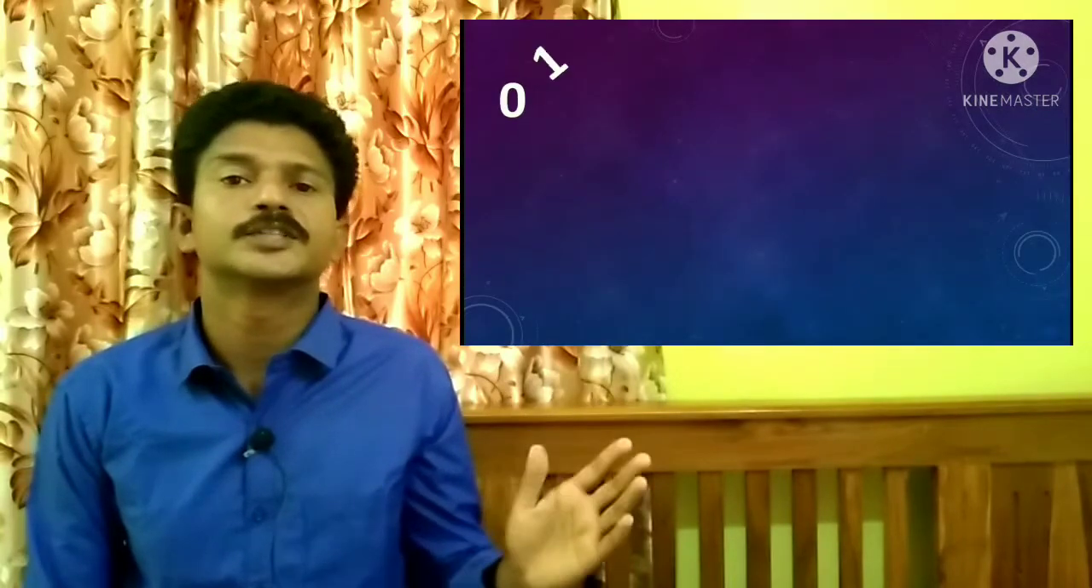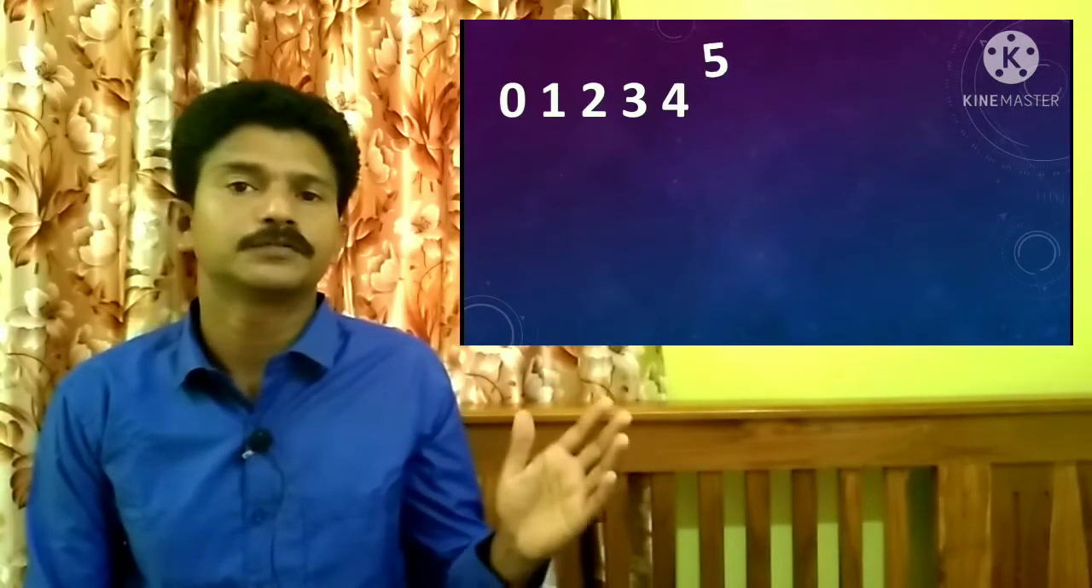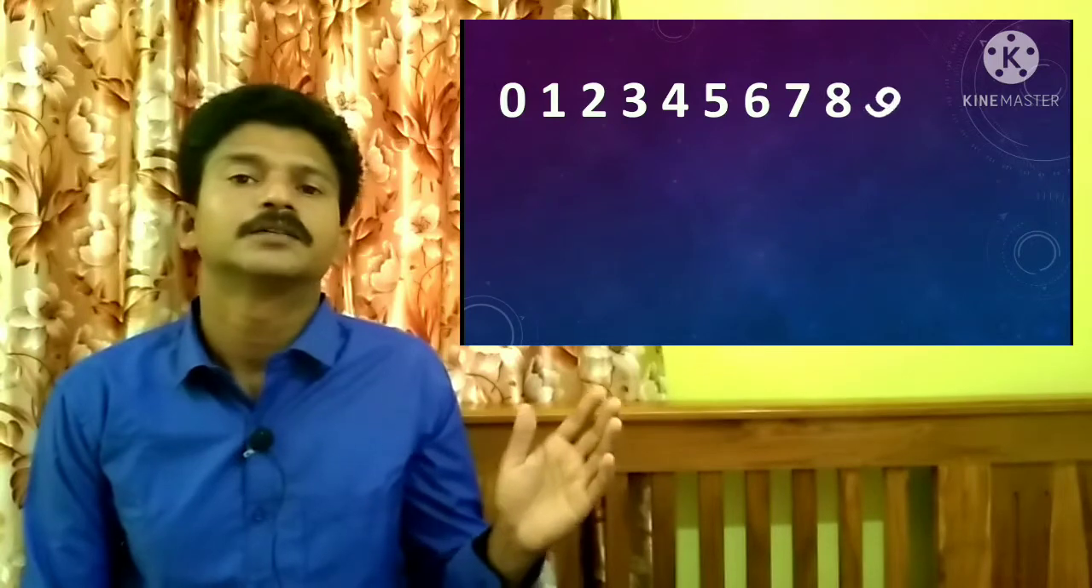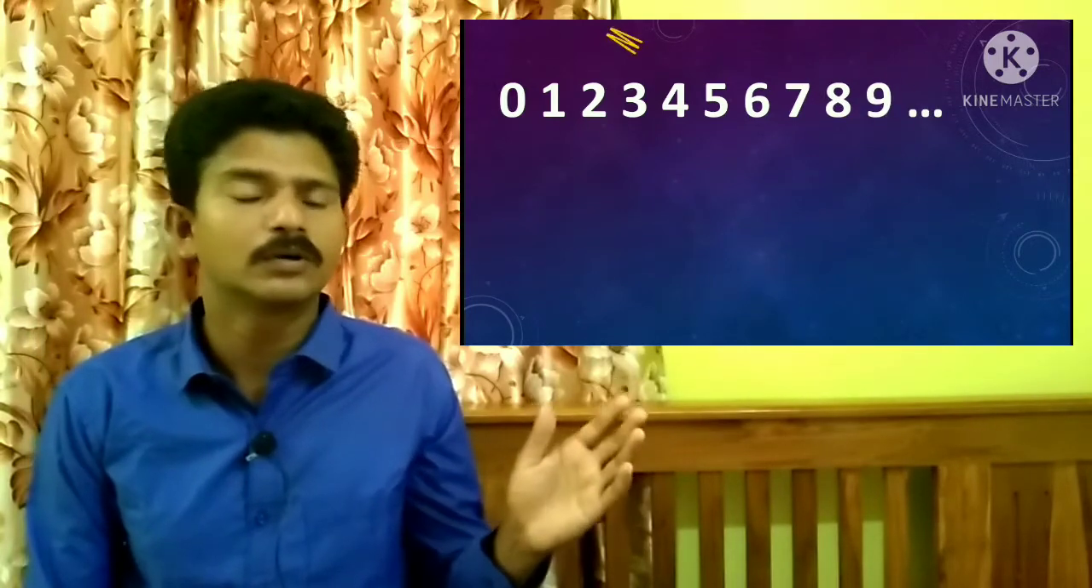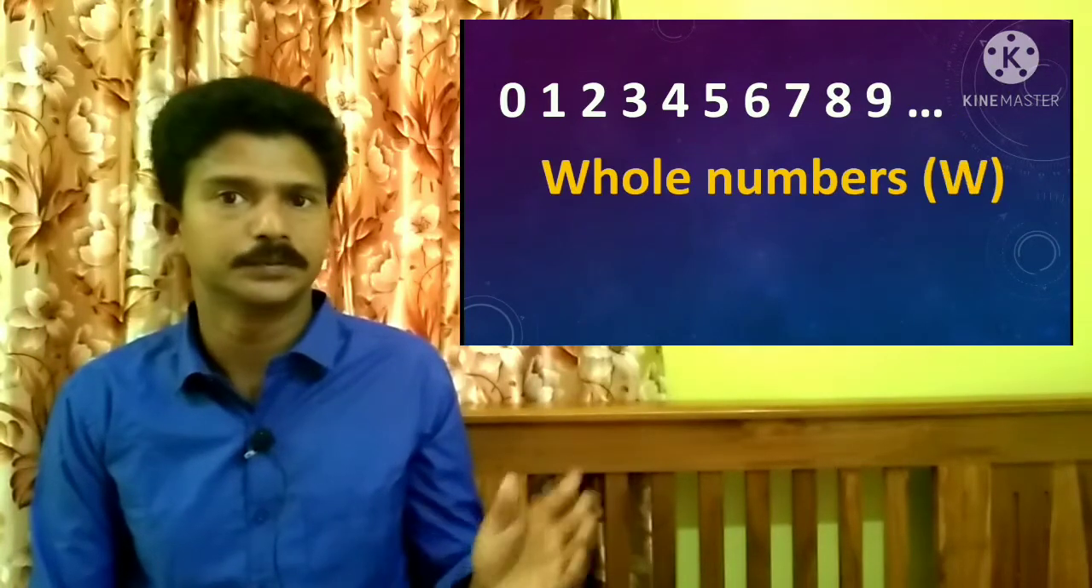We can see this pink circle. This represents the natural numbers. Let us take this collection of numbers 0, 1, 2, 3, 4, 5, etc. What do we call it? We call this a whole number.